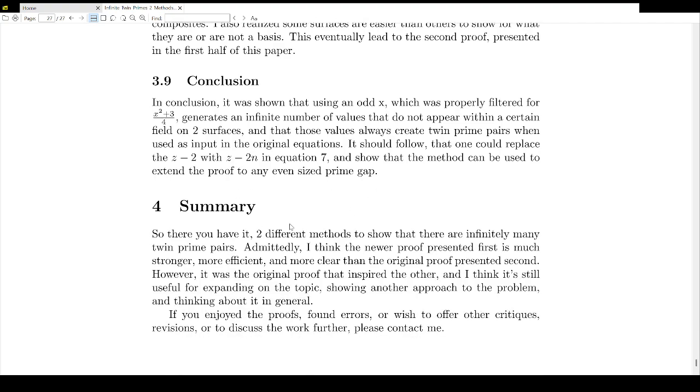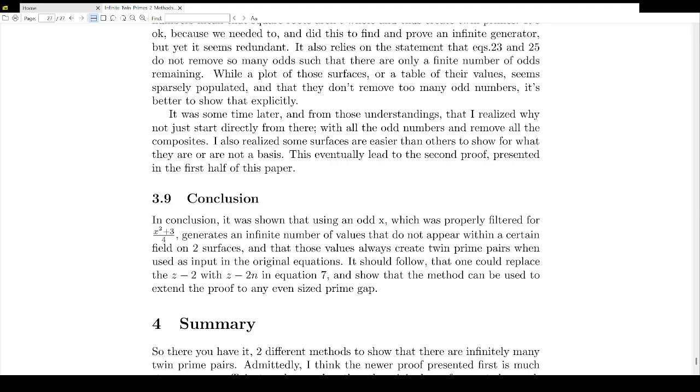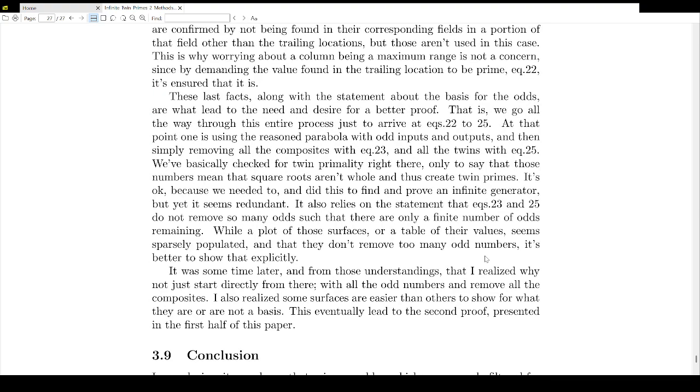And then I just summarize the main paper, which I had actually shown in the other videos, two different methods to show there's infinitely many twin pairs. So I guess I'm going to leave it at that, since we're at 53 minutes.